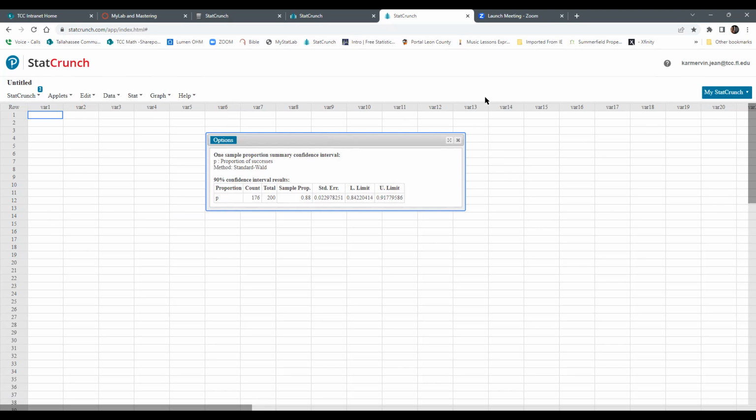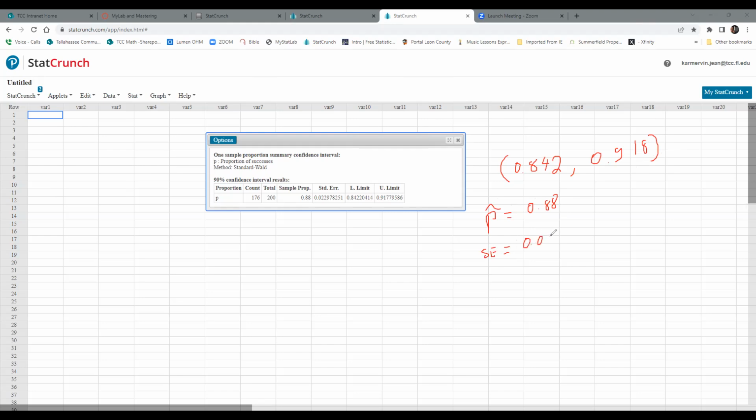So if I want to write the interval, I can say my interval will be 0.84 to 0.918, just like we had before. And my p hat is 0.88. My standard error is 0.023, etc.